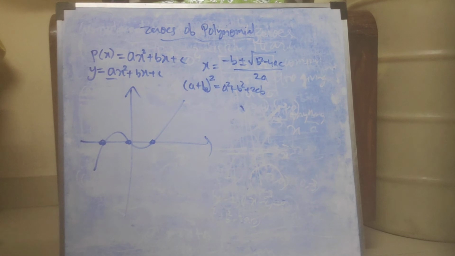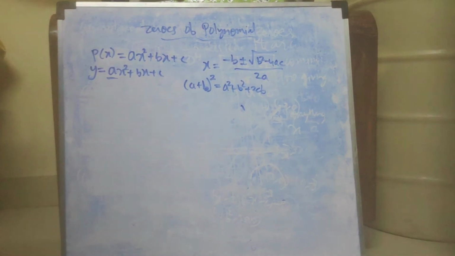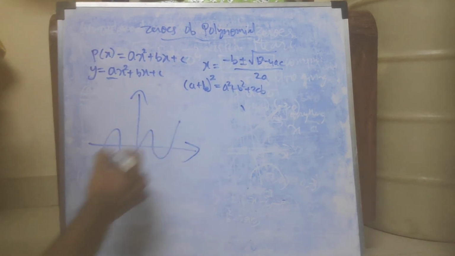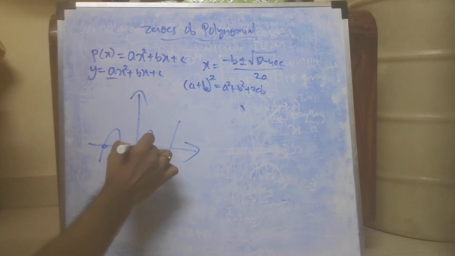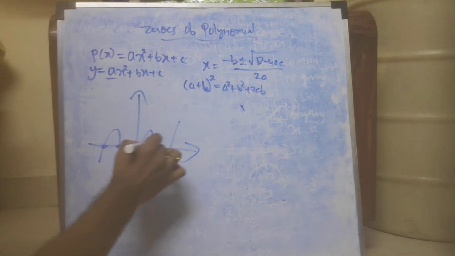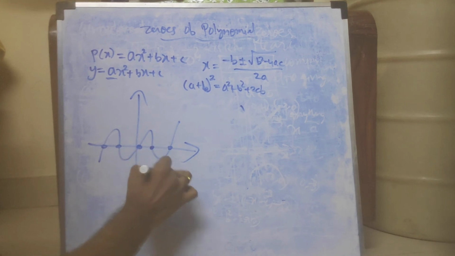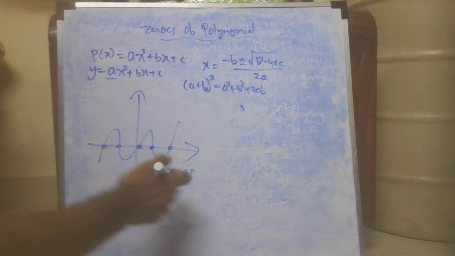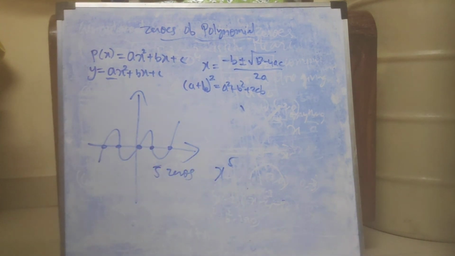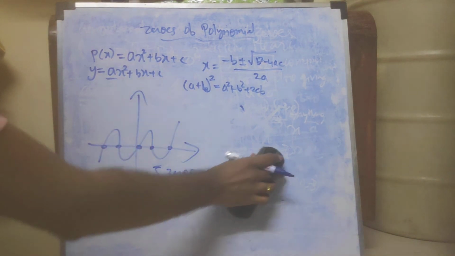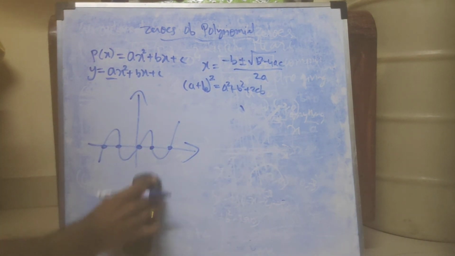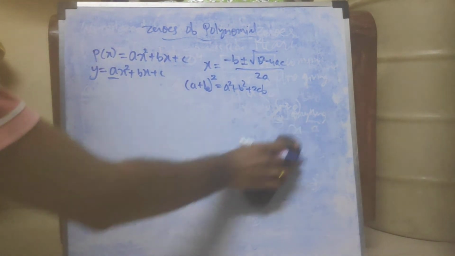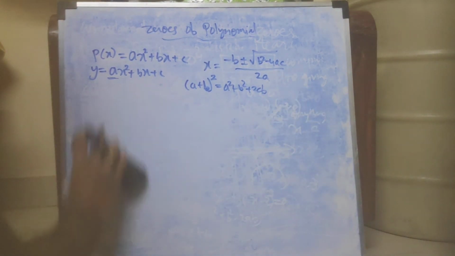Similarly, if I plot another polynomial, this graph is a weird one, but you can easily find the number of zeros: 1, 2, 3, 4, 5. So there are totally 5 zeros for this polynomial. So this should be of degree 5 or greater, at least degree 5, remember that. So this is the geometrical interpretation of the zeros of a polynomial.